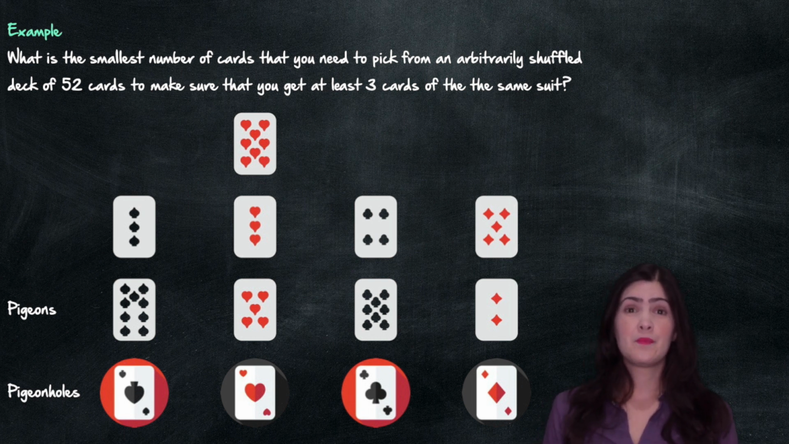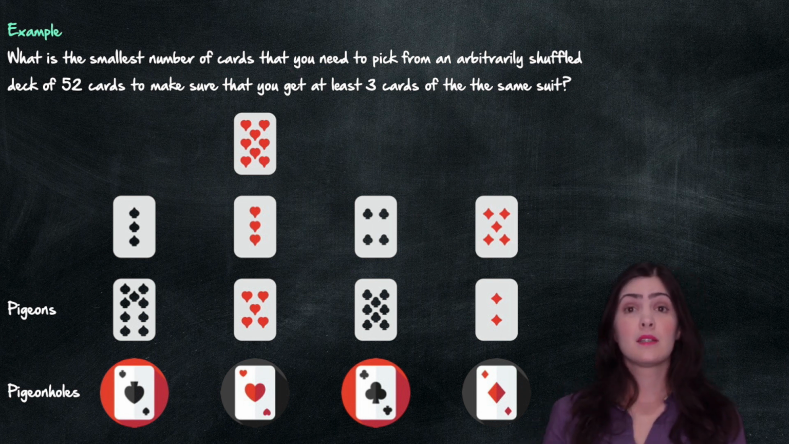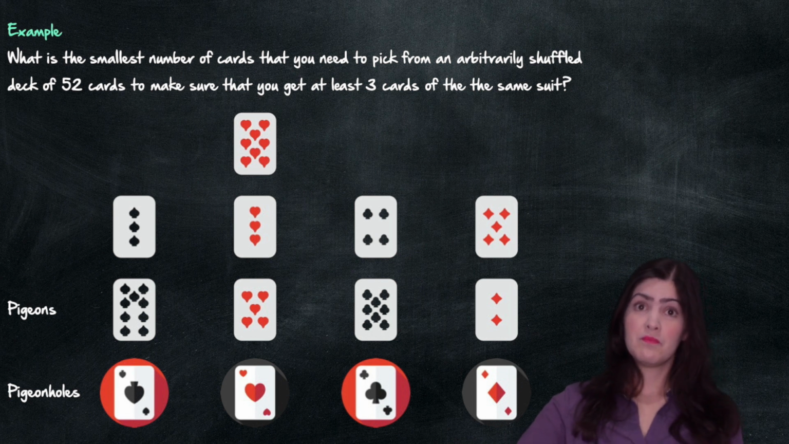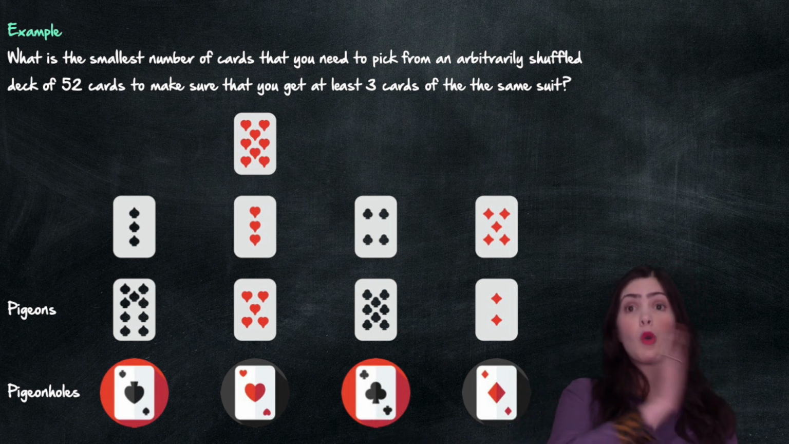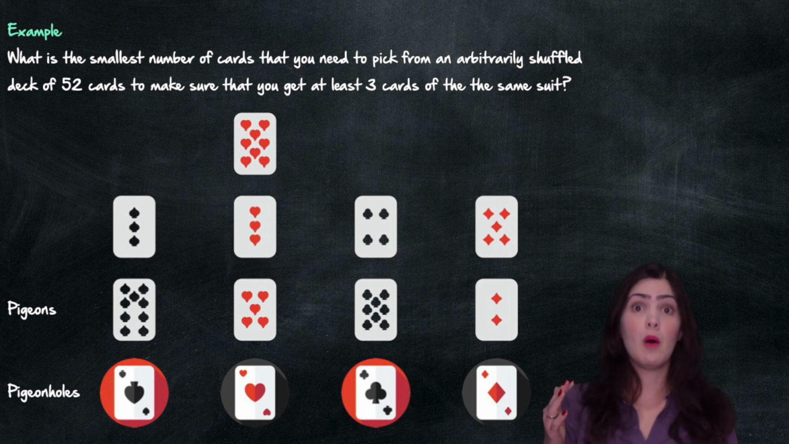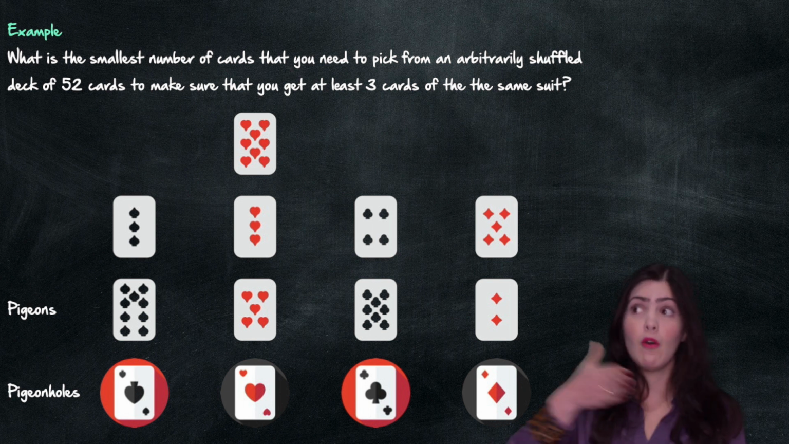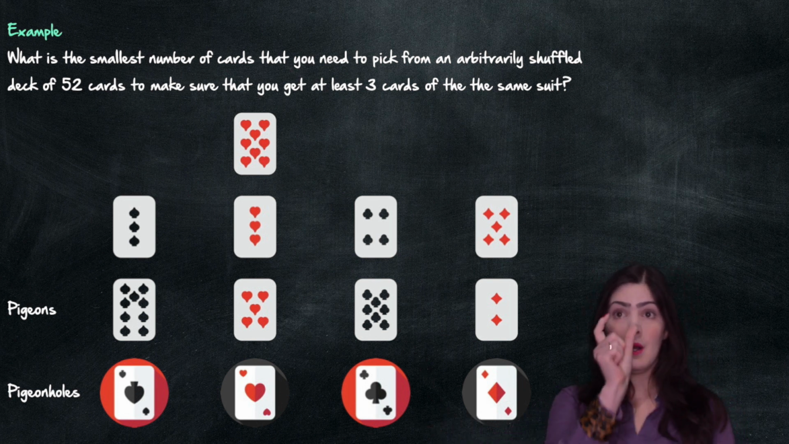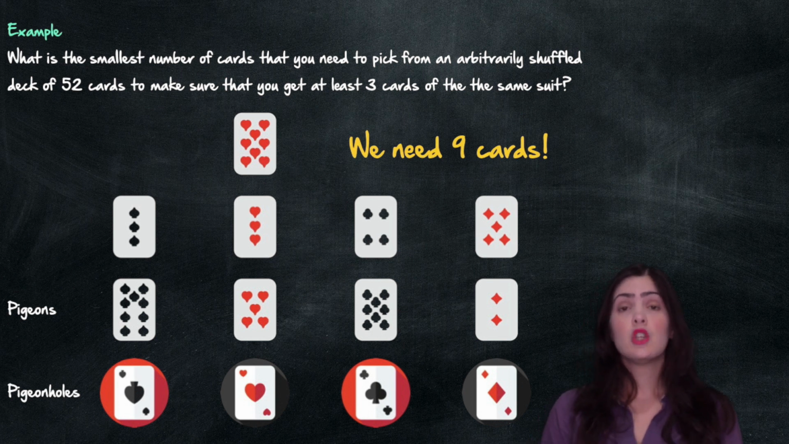So the worst case scenario, after drawing 8 cards, well, I could end up with 2 cards of each suit after 8 cards. But then when I get the 9th card, that will have to go into one of those 4 categories, bringing up the number of cards with the same suit to 3 for one of these 4 slots. So we need 9 cards.